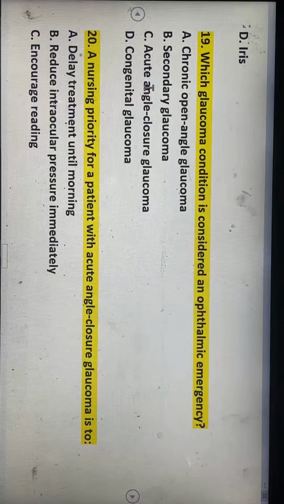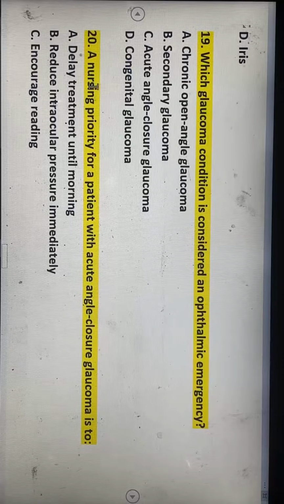The right answer is what? Acute angle. Acute is an emergency. Acute angle closure. Emergency. Glaucoma. Are we together? So congenital is wrong. So the right answer is what? C is the correct answer.